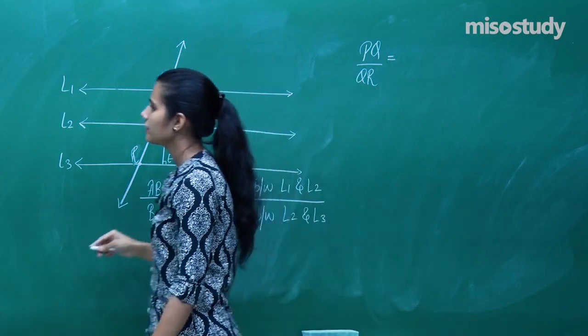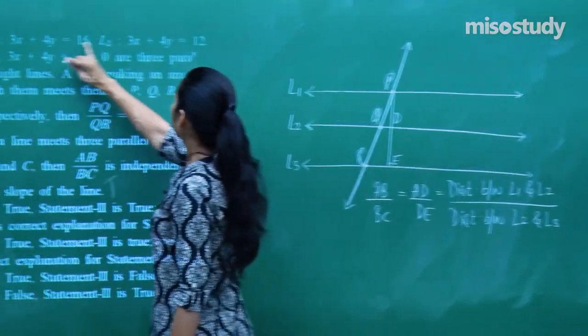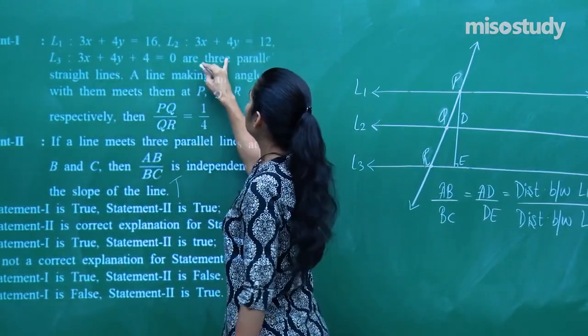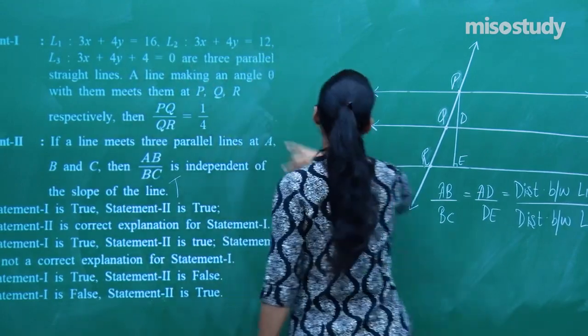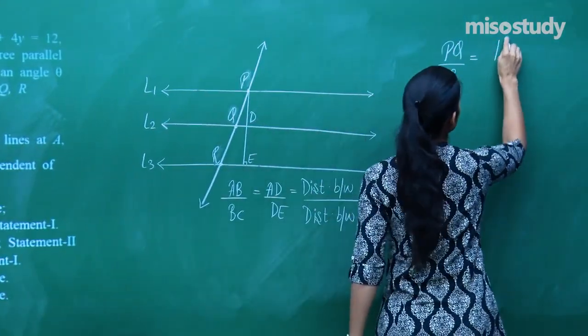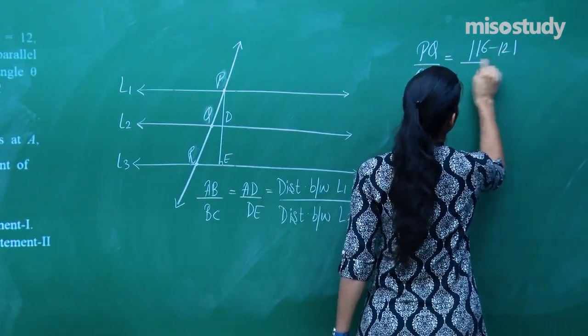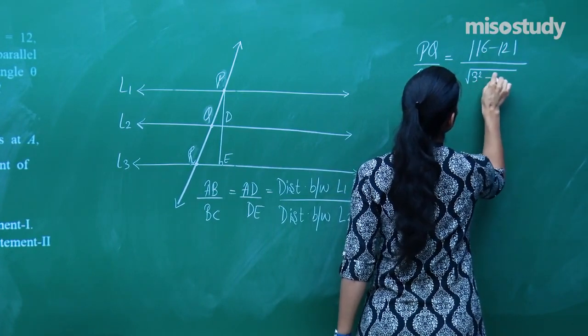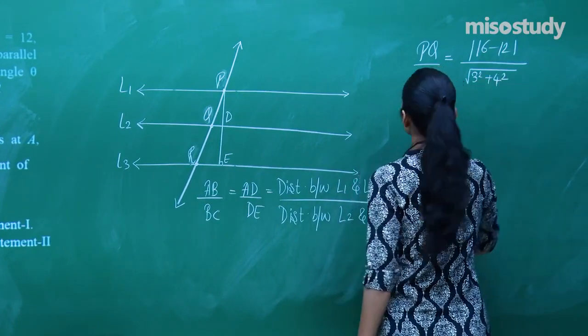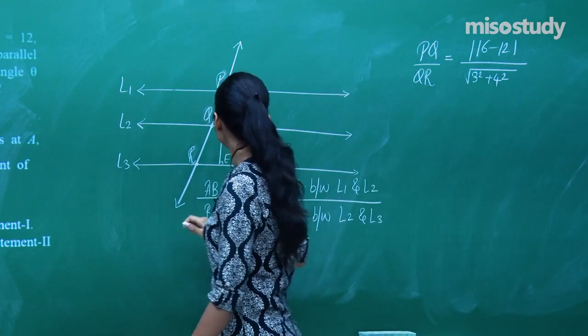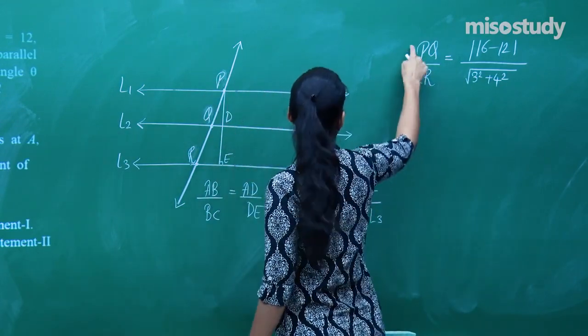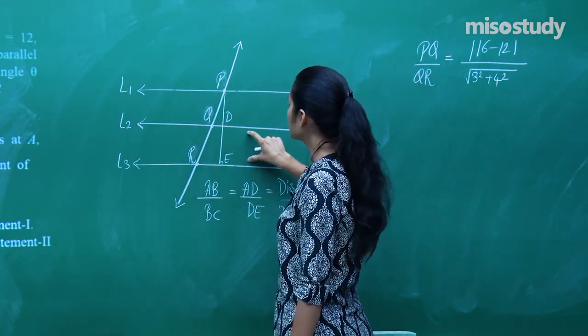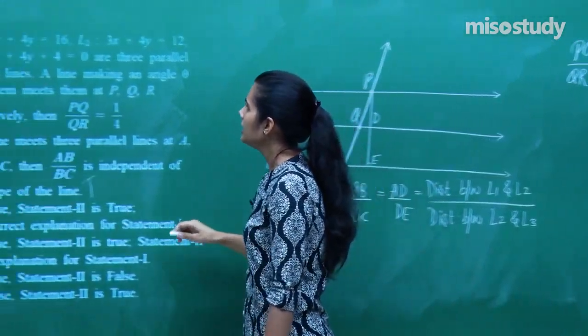What is the distance between L1 and L2? This is L1, this is L2. They are parallel. You can see it will be 16 minus 12 with a mod whole upon root over 3 square plus 4 square. Then it is QR. PQ upon QR is this upon this. This is what? Distance between L2 and L3.